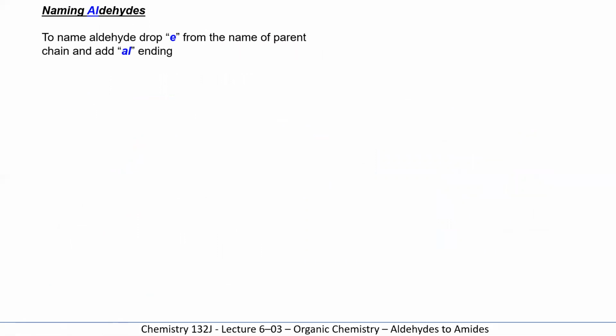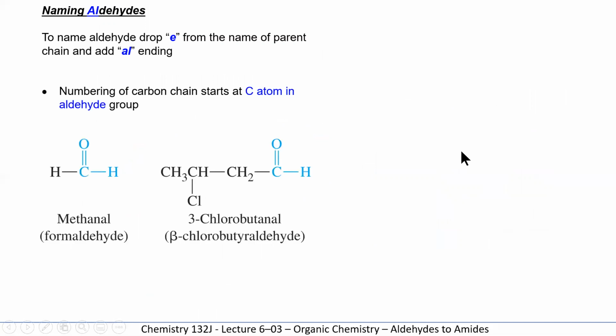So I've gone over naming aldehydes again. We simply put AL on the end of the word, drop the E. Here's an example here of methanal. And here's another example here of a butanal. So it's 4 carbons. So we have a butanal. In this case, we have a chlorine group on the 3rd carbon. So we call it 3-chlorobutanal.